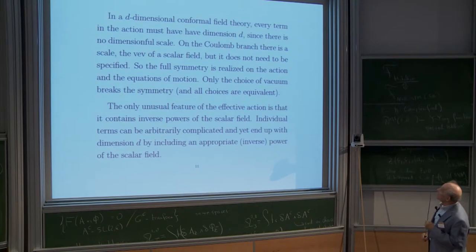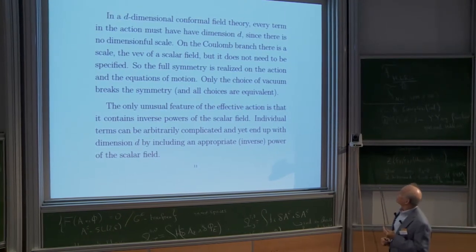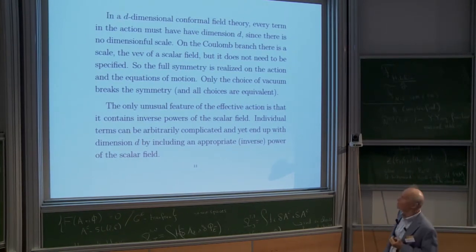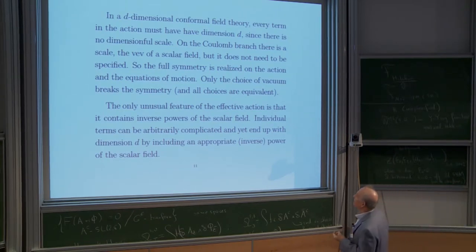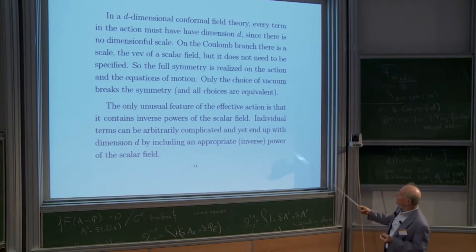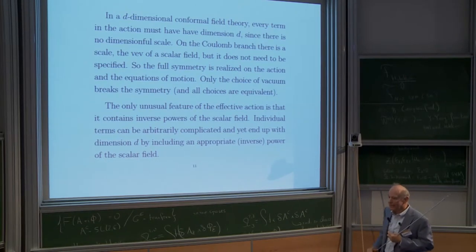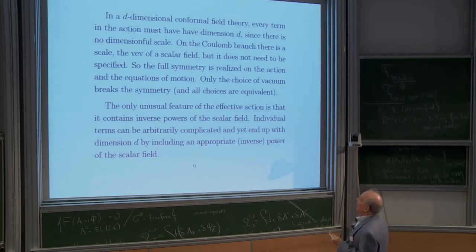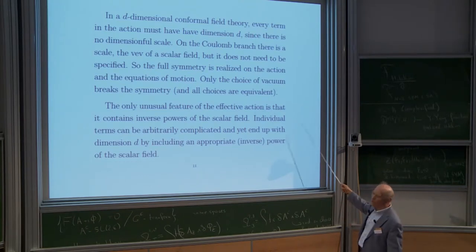In d-dimensional conformal field theory, every term in the action must have dimension d, since there's no dimensionful scale in the problem. Now, on the Coulomb branch, there's a scale, which is the VEV of the scalar field. But as I said, it doesn't need to be specified when you write down the action. And so the full symmetry is realized on the action and the equations of motion, and only the choice of vacuum breaks symmetry.